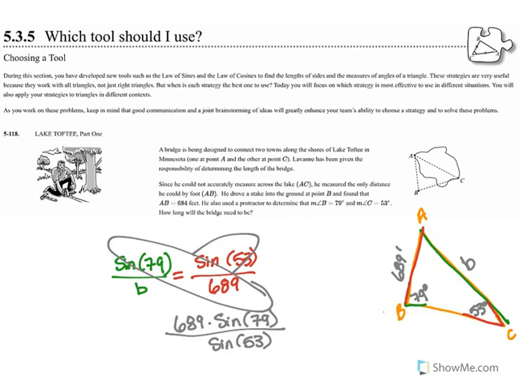$689 times the sine of 79 divided by the sine of 53. Okay, you should have gotten this equals B, right? That B is approximately 846.9 feet if we round to the nearest tenth.